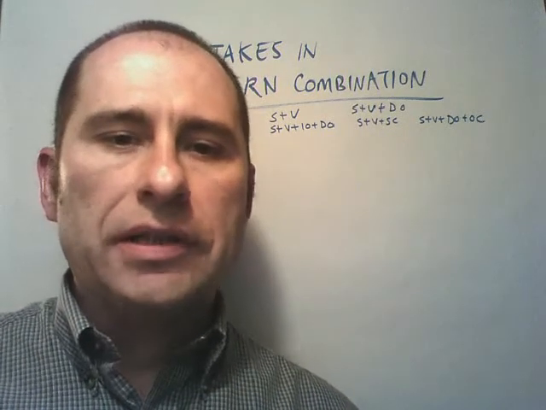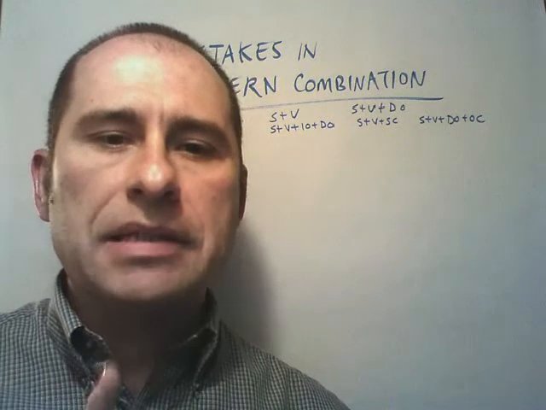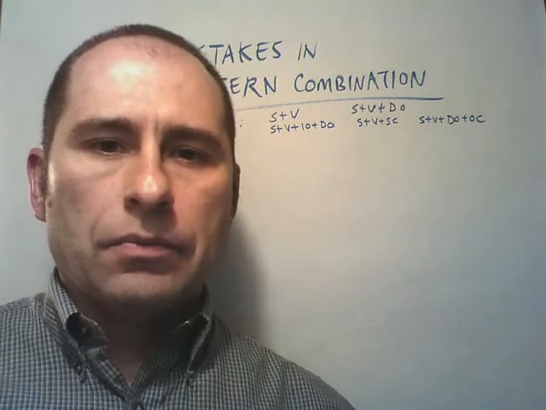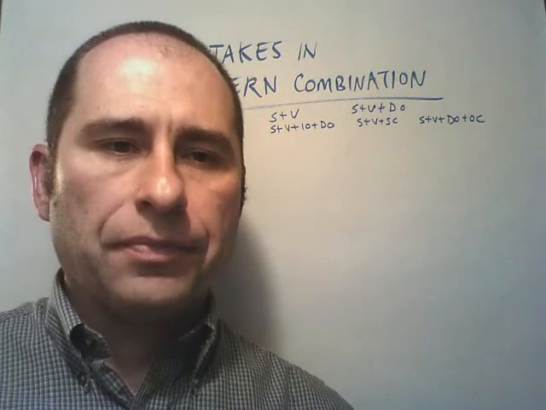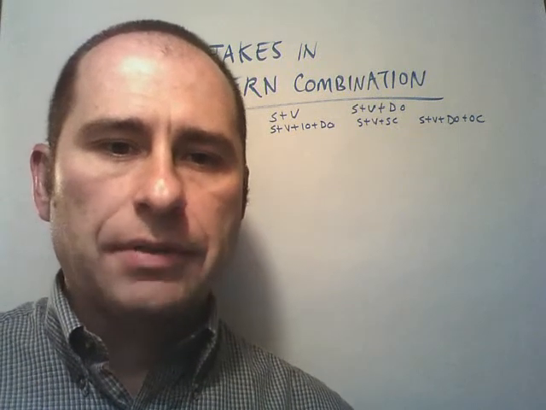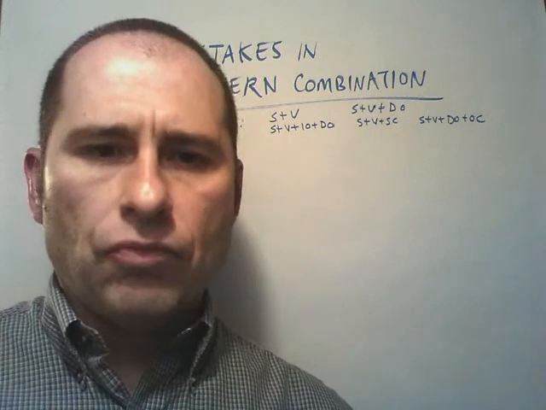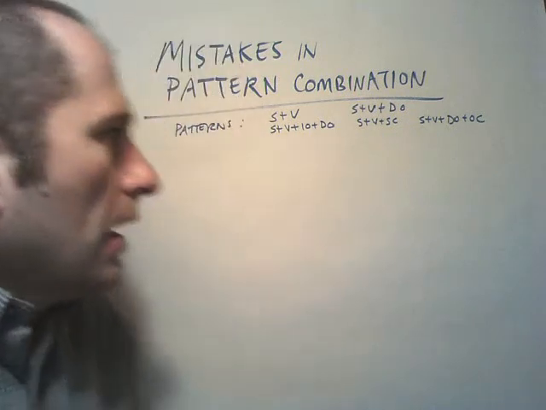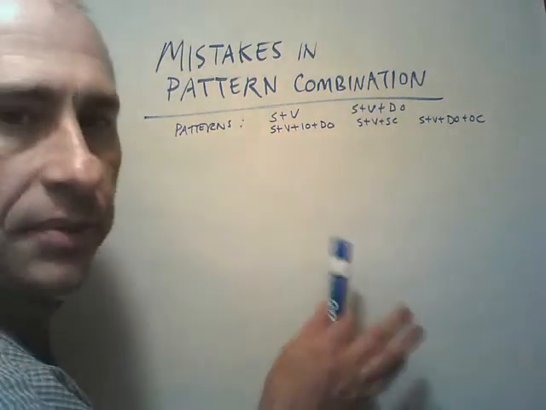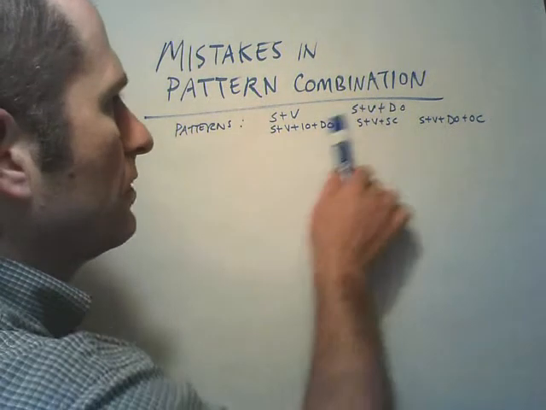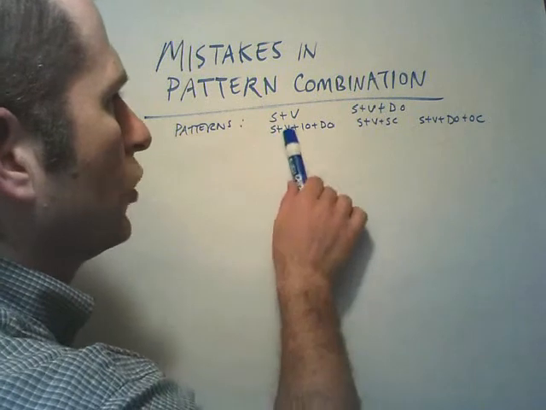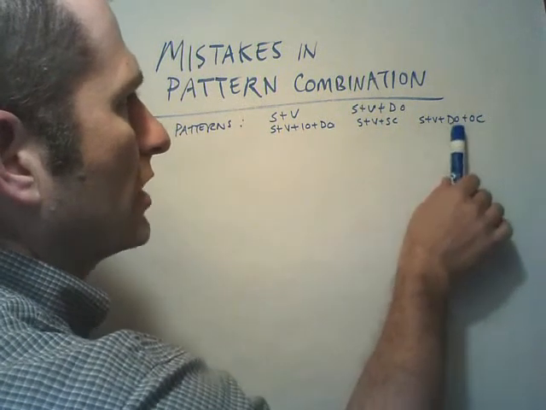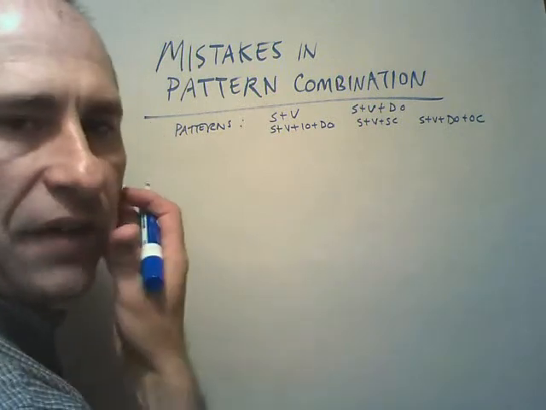In this video, I want to discuss two very common mistakes that are made in pattern combination. Two general types. And we'll see three mistakes that come from these two types. Now, I have the patterns up here that we've developed so far. Subject verb, direct object, subject verb, indirect object, direct object, subject verb, subject complement, subject verb, direct object, object complement. So far we have these 5 patterns.